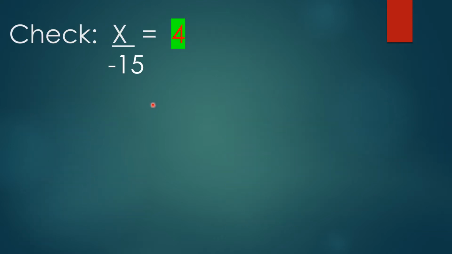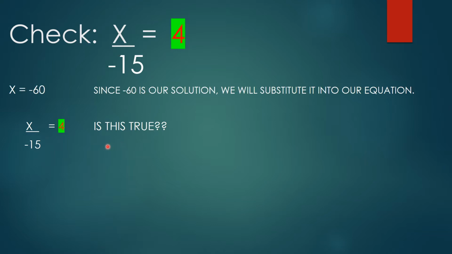Check our work. Here's our equation: x divided by negative 15 equals 4. And we're asking ourselves, is this true? We don't know yet, so we're going to take our solution, x equals negative 60. And so I'll take that negative 60 and I'll substitute it into the x. And when I do that, on the left side of that equation, I now get negative 60 divided by negative 15 is equal to 4. And is this true? Well, we don't quite know yet. We've got to do just a little bit of work still.